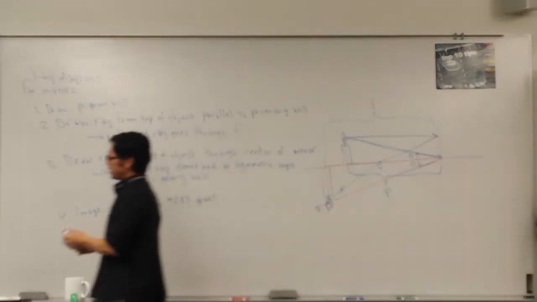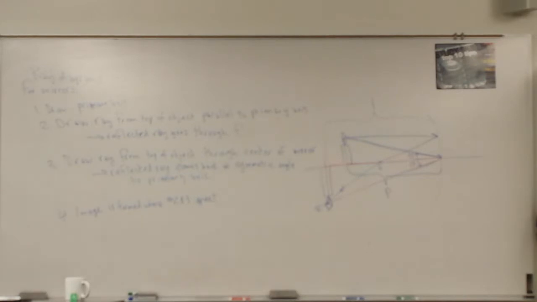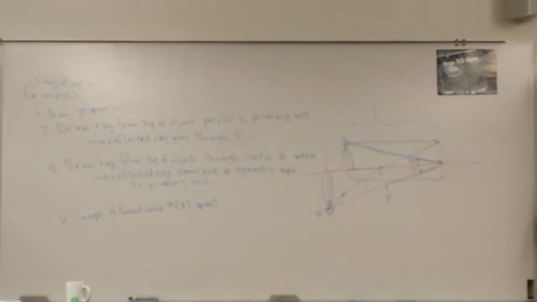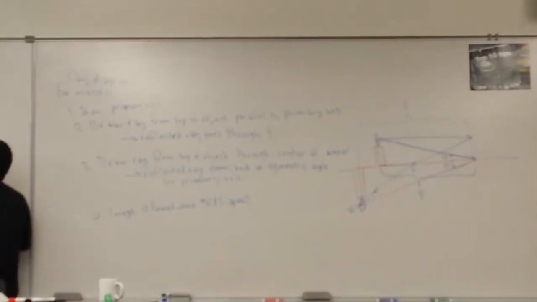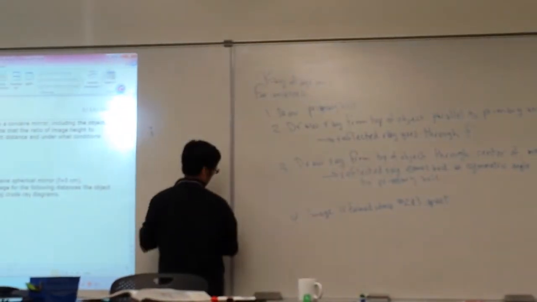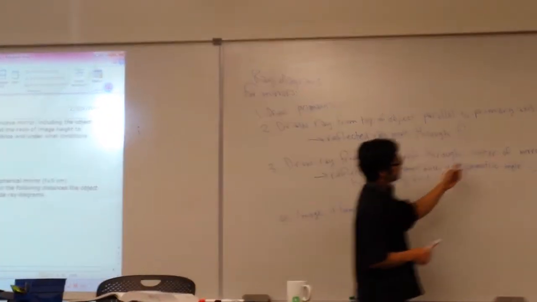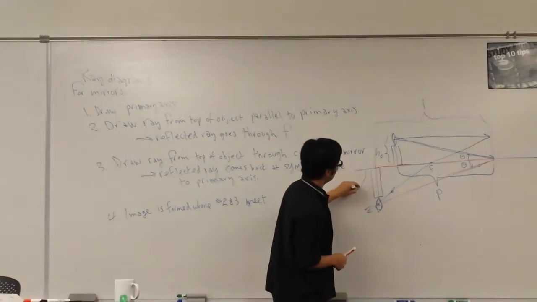So what is this equation actually saying you're supposed to prove? It says that the ratio of the image height, let's make a name for these things. This is h of the object. This is h of the image, right?